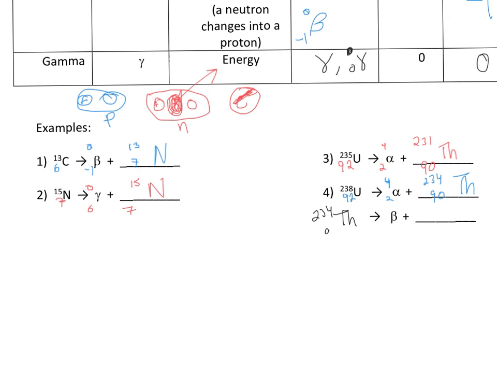Thorium-234 and 90 gives off a beta, which is 0 and -1. So then you say, what number plus -1 is equal to 90? And so the answer is 91. And then for the top, you say what number plus 0 is equal to 234? And the answer is 234. Now you look at the periodic table to see what element is number 91, and that is protactinium, Pa.